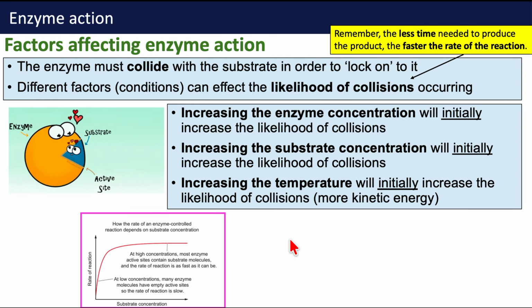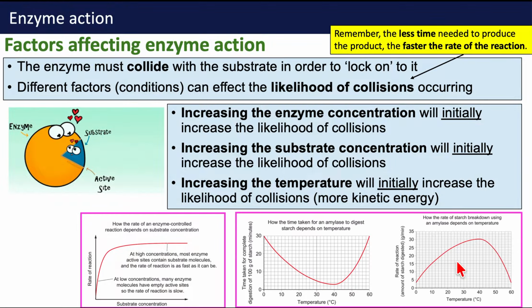A final condition to be aware of at this stage is increasing the temperature, which will initially increase the likelihood of collisions and more high energy collisions. Why? Because the enzymes and the substrate molecules have more kinetic energy, so they're moving more quickly, increasing the likelihood of high energy collisions. A couple of graphs to go with temperature, then, that we'll look at in more detail in a moment.